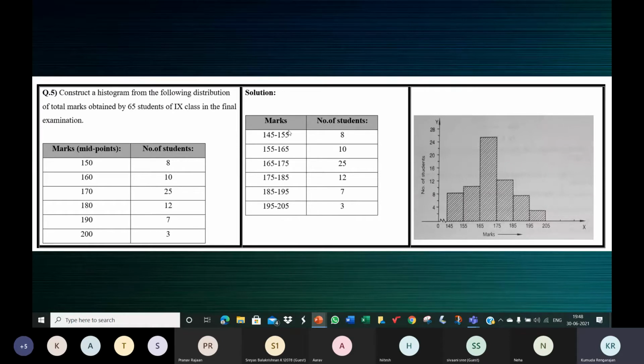The class intervals are continuous. They have the same size. So put up the histogram. The values that we need to show along the x-axis are 145, 155, 165, 175, 185, 195, and 205. These are the values you need to show along the x-axis. Since you want to jump from 0 to 145, you're not going to show 5, 15, 25, 35, 45. You're not going to show all of them. So since you're jumping from 0 to 145, you need to show this kink.